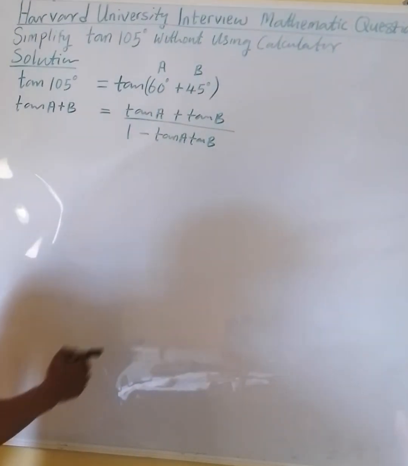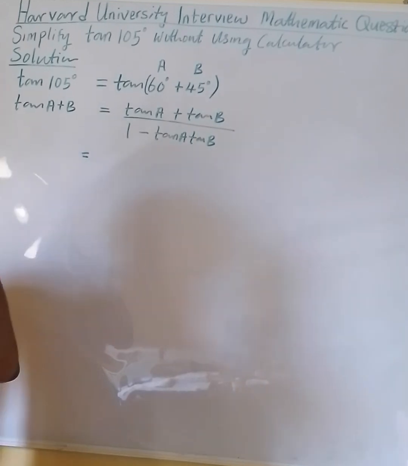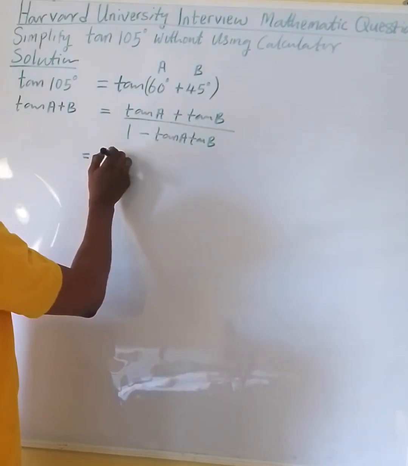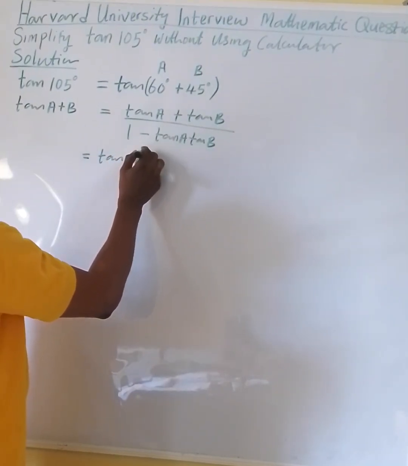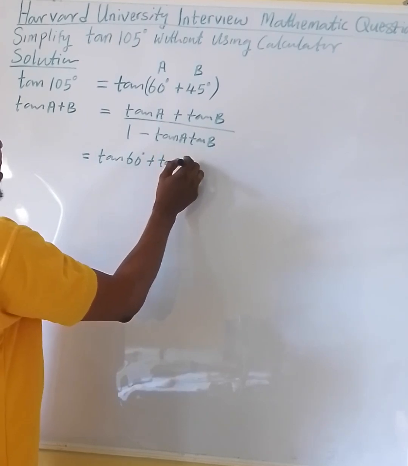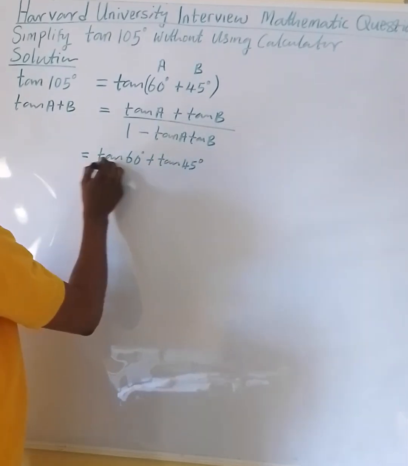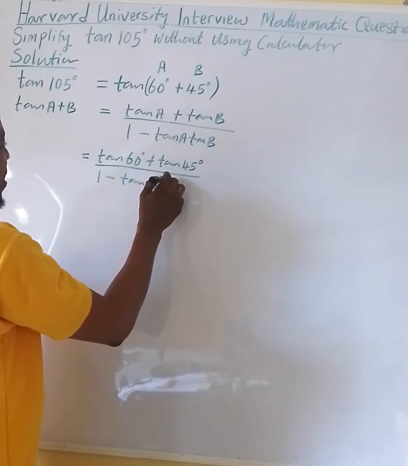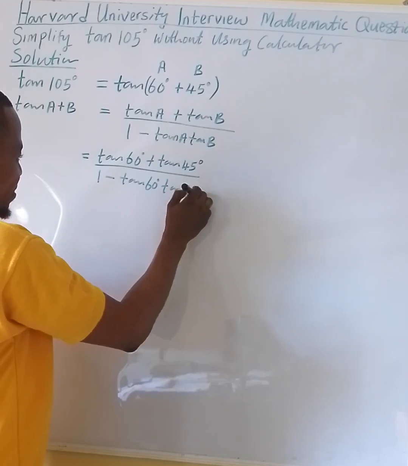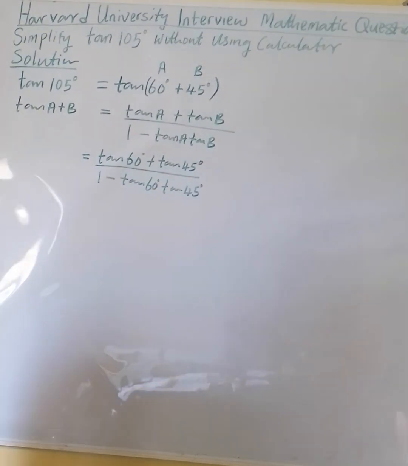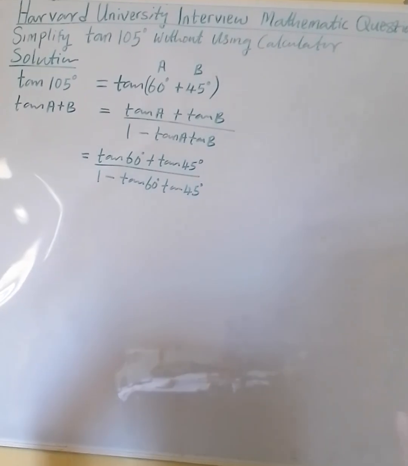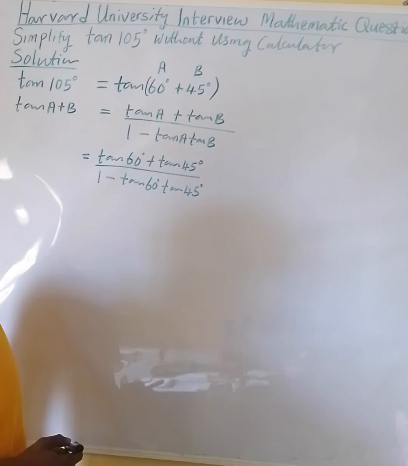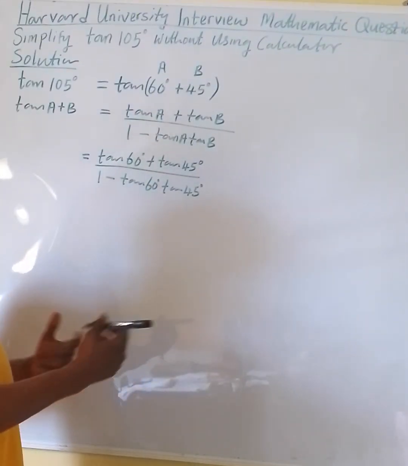Having done that, the next thing is that this will now give us tan 60 degrees plus tan 45 degrees, all over 1 minus tan 60 degrees tan 45 degrees. Are we together now? For us to get tan 60 degrees, we are going to use special angles. Because we are not going to use a calculator, we need to use special angles.